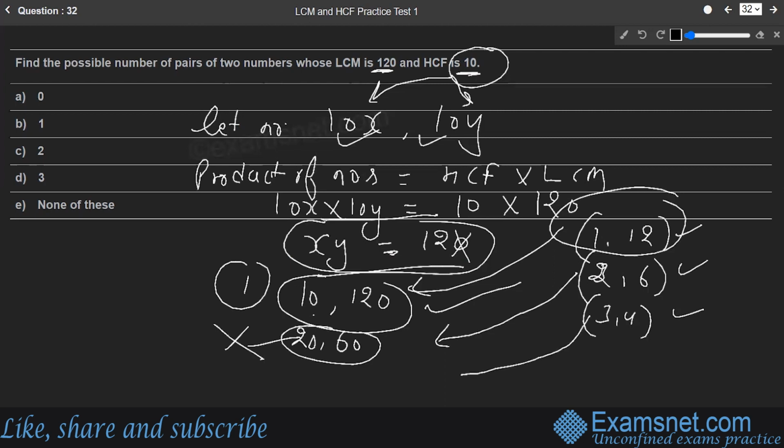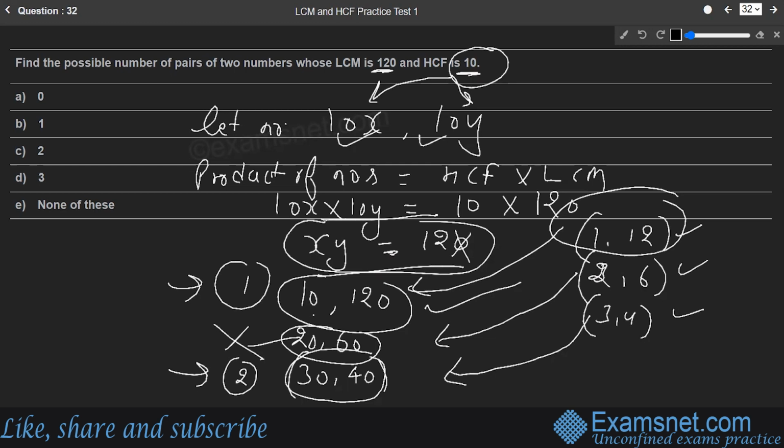Let's take the third pair, which is 3 and 4. With 3 and 4, the numbers will be 30 and 40. Their LCM is going to be 120, which is satisfying. What about their HCF? Their HCF is again going to be 10 only. So this is also taken. This is the second such pair which meets our condition.